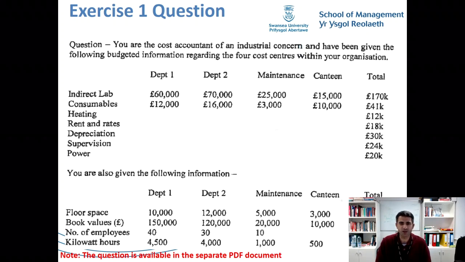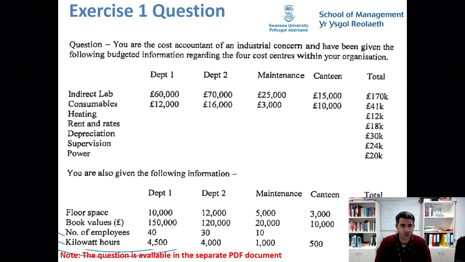The next overhead we have in the question is depreciation, equal to 30,000. Again, if you look at the bases, what do you think is the best one to match depreciation? Straight away you would say, of course, net book value. If you look at net book value, you will see the total is £300,000.